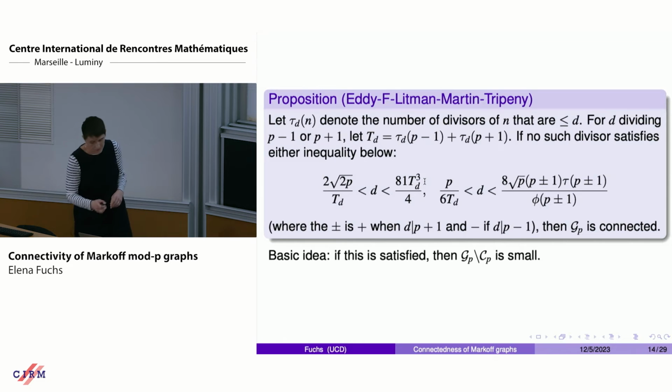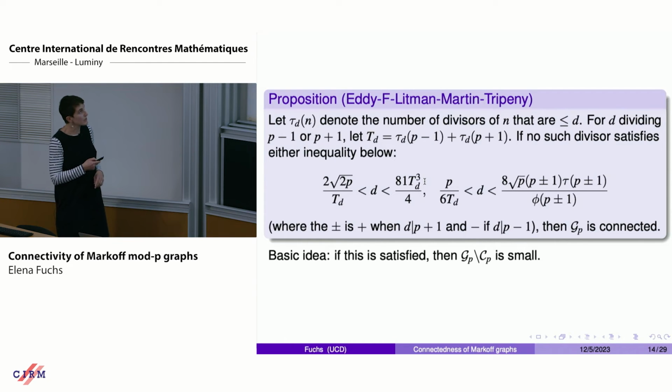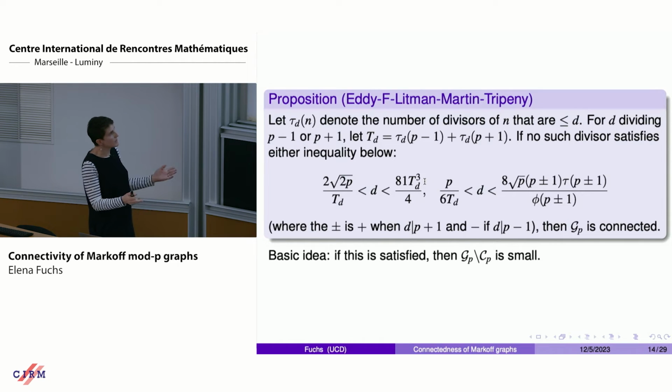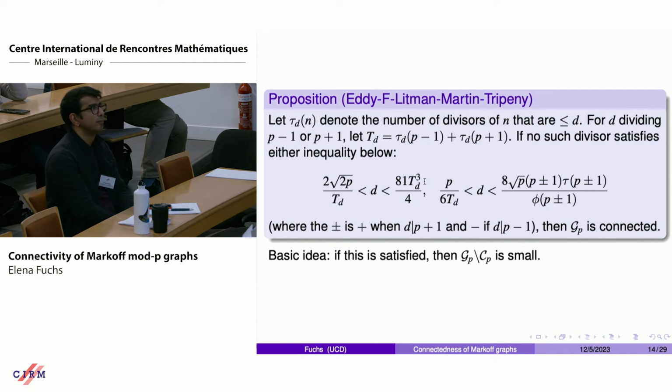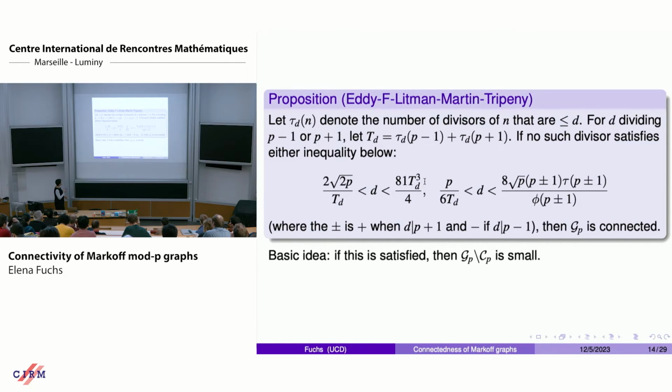Here's a proposition that is actually our first criterion for checking whether a Markov mod P graph is connected or not. It's the first criterion that was ever published. And what it's saying is the following. If you have a prime P, where if you look at all the divisors of P plus or minus 1, and no divisor satisfies one of these two inequalities, then your G_P is connected. So what is this? This τ_D(n) is the number of divisors of n less than or equal to D.